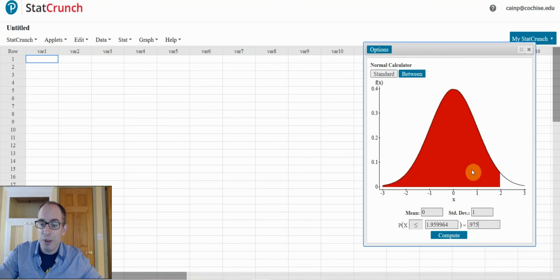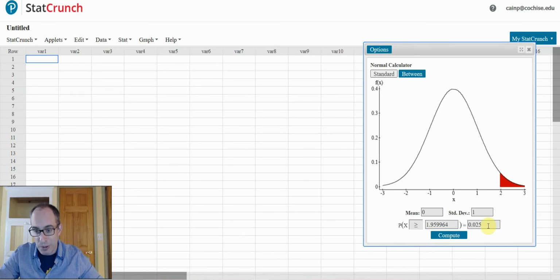And I should point out here that you don't have to do it this way. You could specify what's in this upper right tail instead. If you switch this to be greater than or equal to, and said I want a 0.025 up there, you get the exact same number.